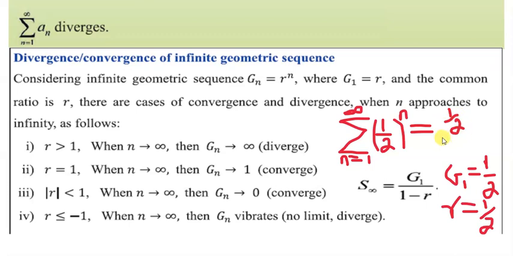Therefore, G1 is equal to 1 over 2 and 1 minus 1 over 2, since our r is 1 over 2. And this series goes to what? It goes to 1. The infinite series goes to 1. Therefore, in that case, we say it converges to a real number, a single number.